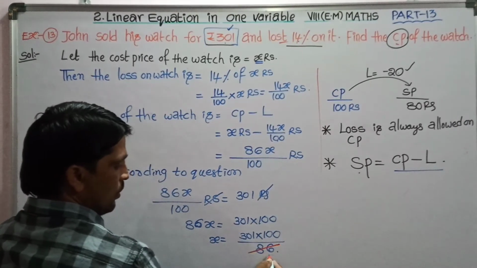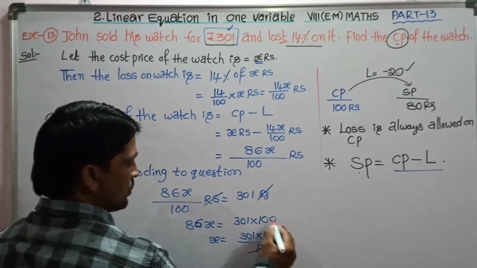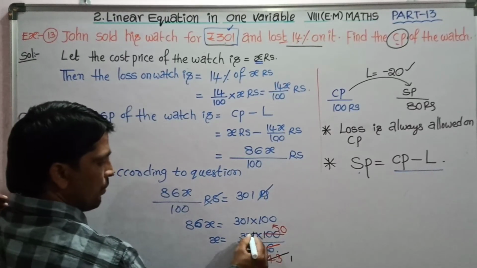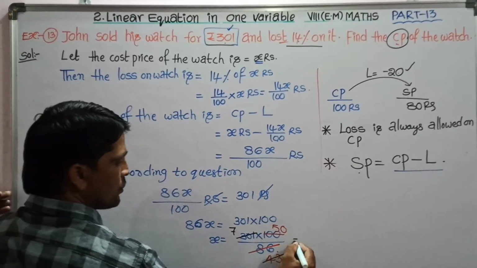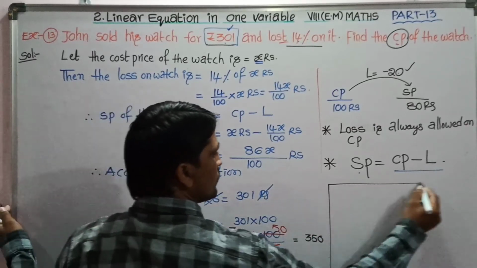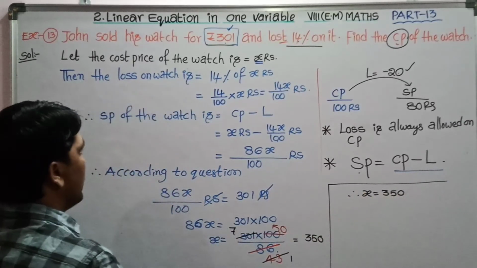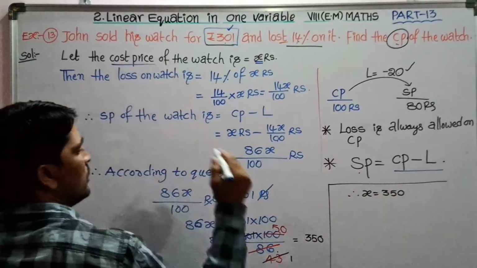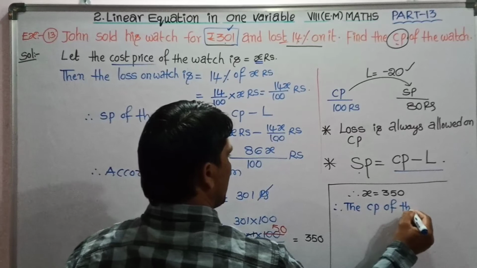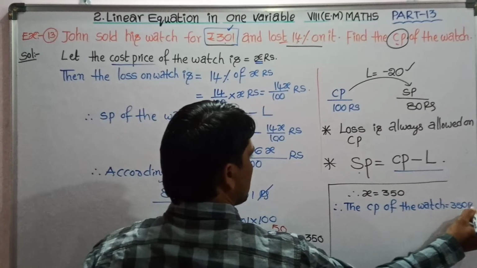See here, 2 4s are 8, 2 3s are 6, 2 5s are 10, 2 0s are 0. Again, 43 7s are 301. Which is equal to, x equals what? 7 into 50, that is 350. Yes, we get x as 350. But what is x? x is the cost price of the watch. Therefore, the CP of the watch is equal to what? 350 rupees.